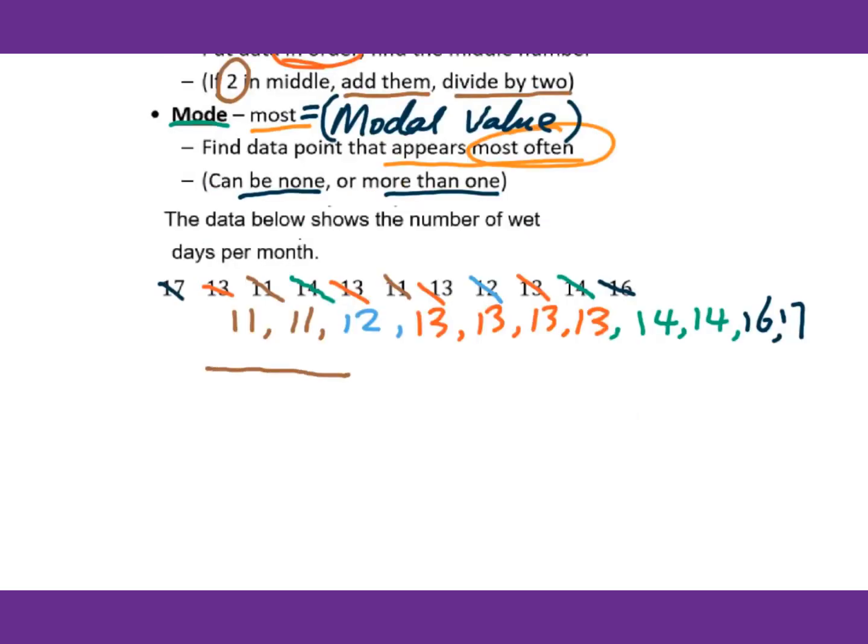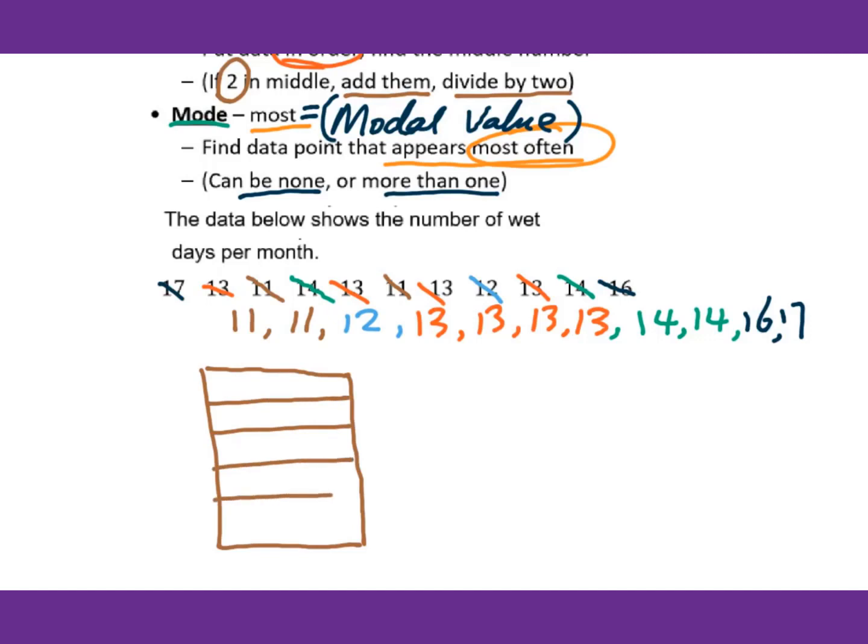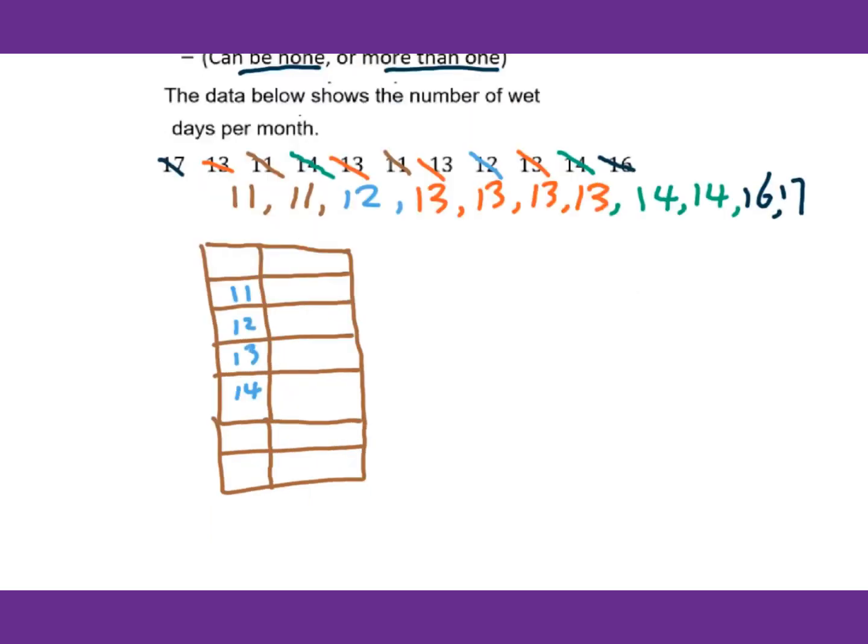Let's form a table first. We have 11, 12, 13, 14, 16, 17. This is the wet days. Then we will show the frequency. How many 11? We have two 11s. We have one 12. We have four 13s. We have two 14s, one 16, one 17.